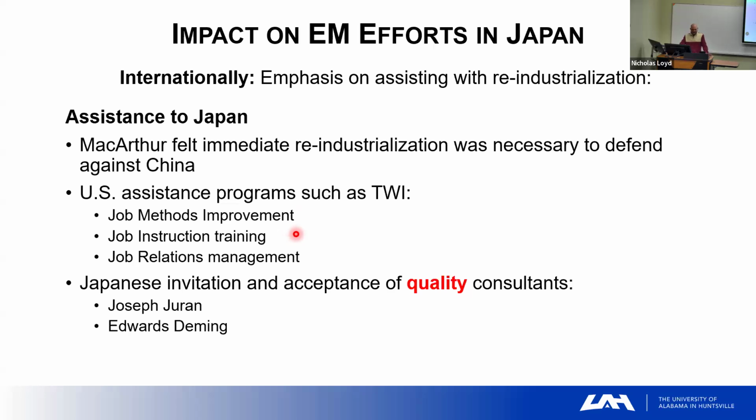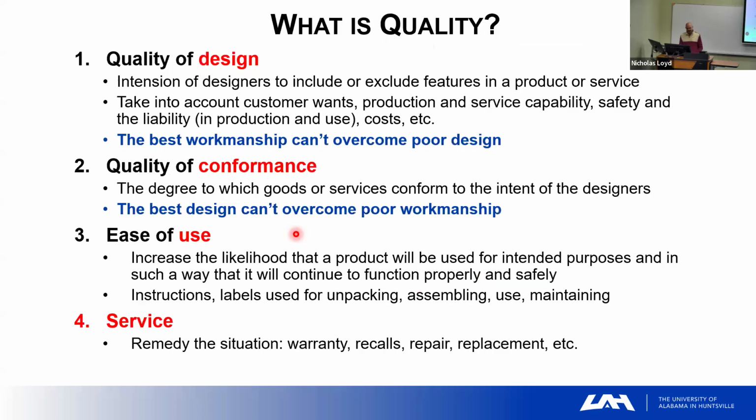So not only did the TWI folks go as part of the contingent that was helping Japan rebuild industry, but there were also a couple of prominent quality gurus, Joseph Juran and Edwards Deming, that played a big role in working with Japanese industry as well, and were very endeared and embraced in Japan.